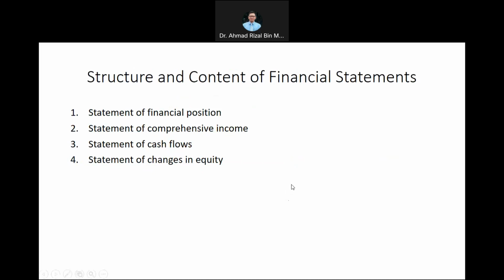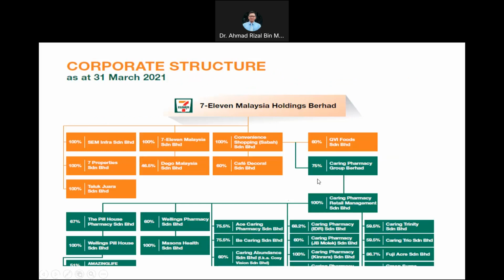Now let's look at the structure and content of each of these statements. We start with the statement of financial position, but before that, we need to understand the difference between company and group first. Because in the annual report, as you will see or have seen before, there are two columns. One is group, the other is company.